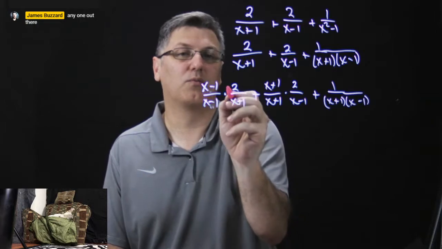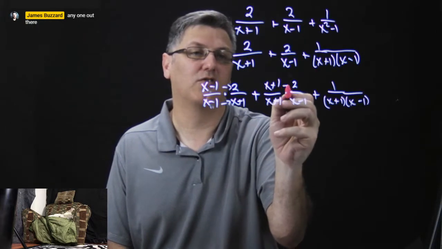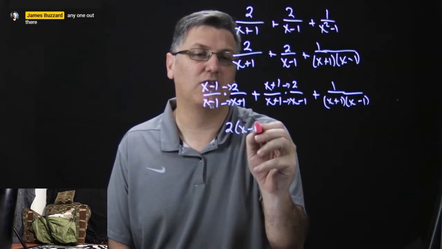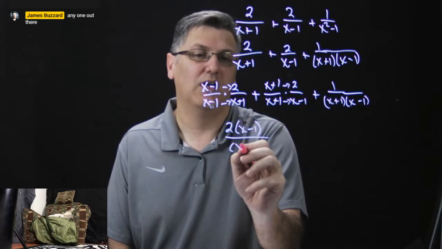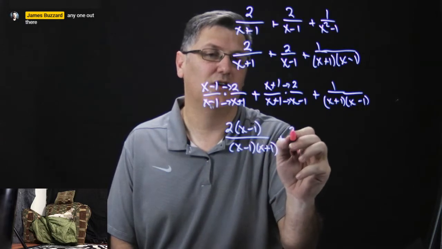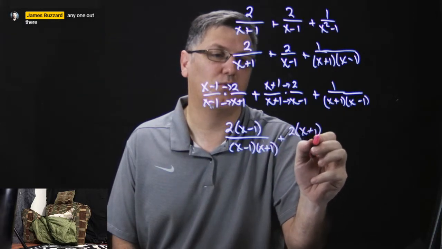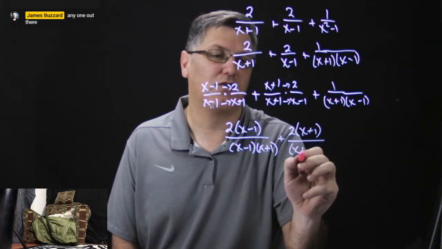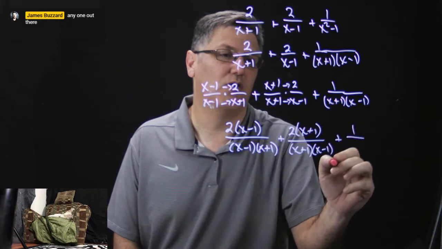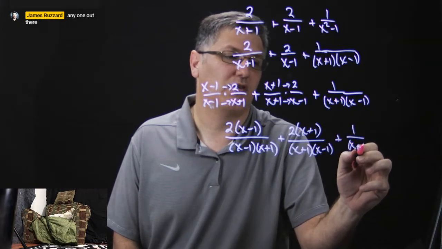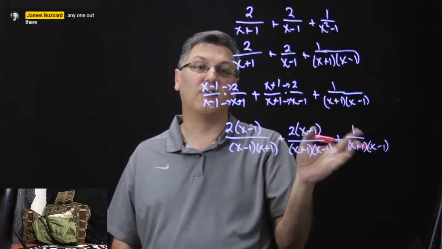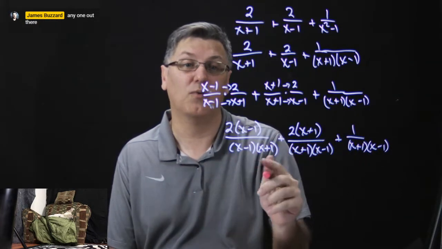All right, now when we multiply fractions, we just multiply straight across. So we're going to do that. And I want to get 2 times x minus 1 over x minus 1 x plus 1 plus 2 times x plus 1 all over x plus 1 x minus 1 plus 1 over x plus 1 x minus 1. All right, there's my common denominator. Everything's a common denominator. All I have to do now is add my numerators.